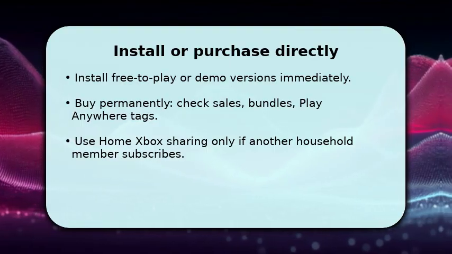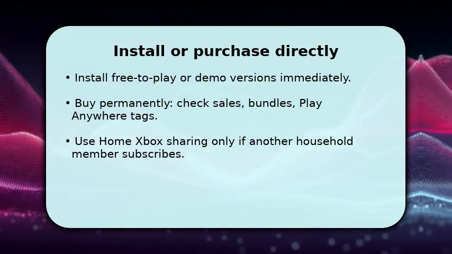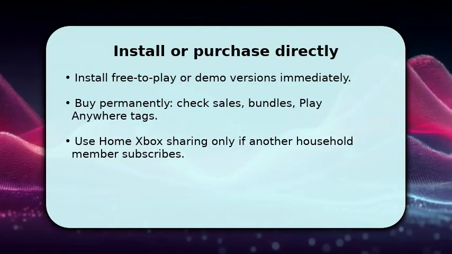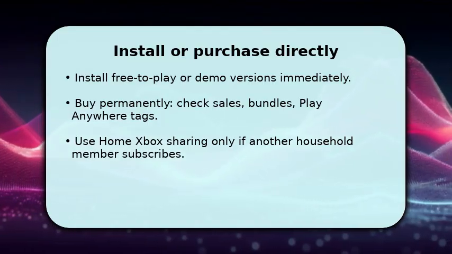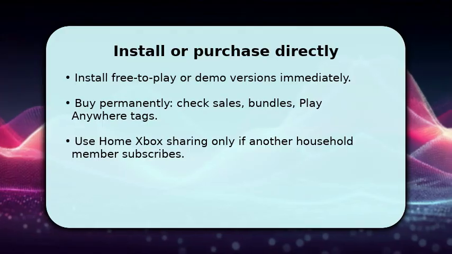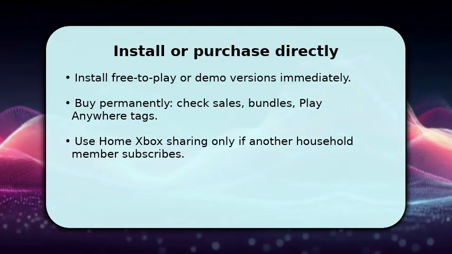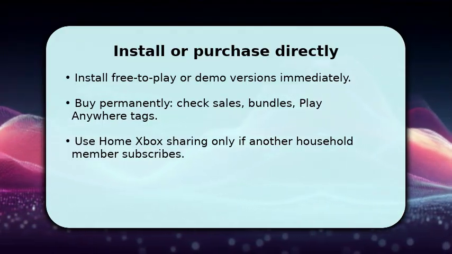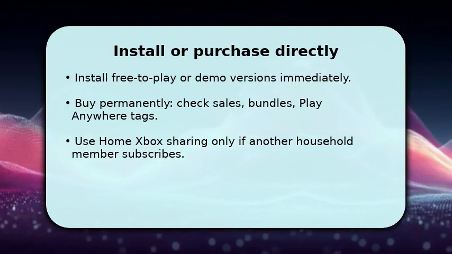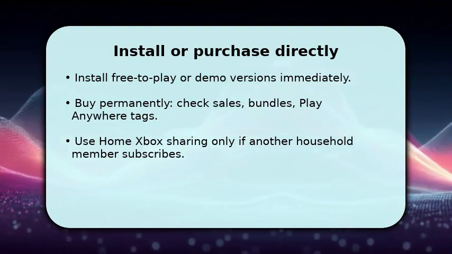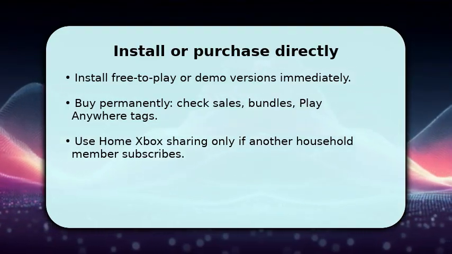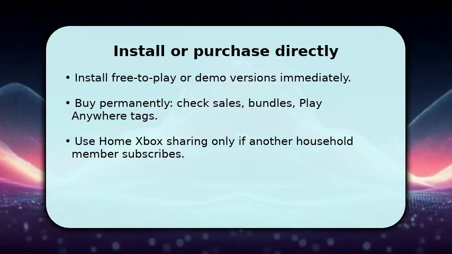Click Install or Buy. For PC, use the Xbox app or Microsoft Store, and for console, use My Games and Apps. If you own the game on one platform with Play Anywhere, install on the other at no extra cost. Once installed, update game files and sign into any required third-party accounts. Make sure storage and network settings are optimized before you launch.